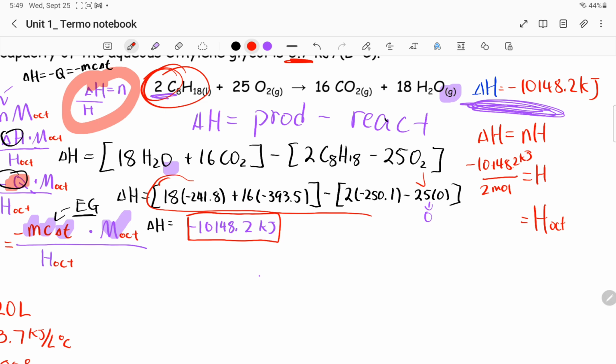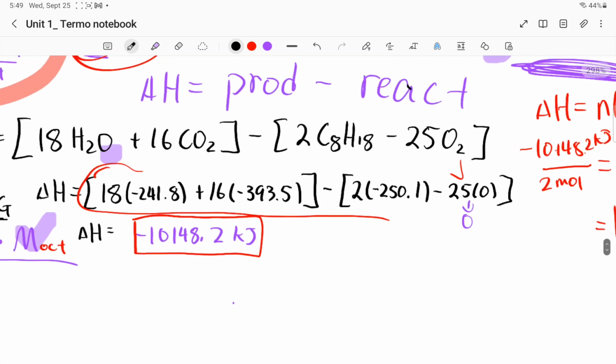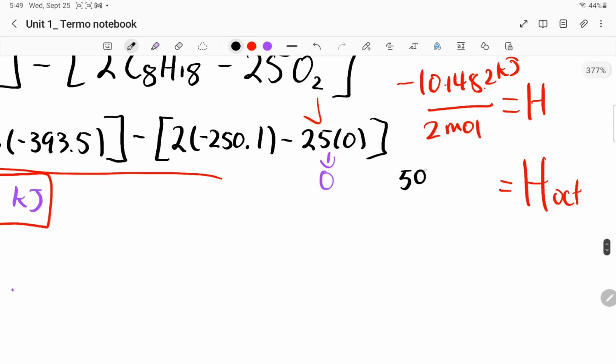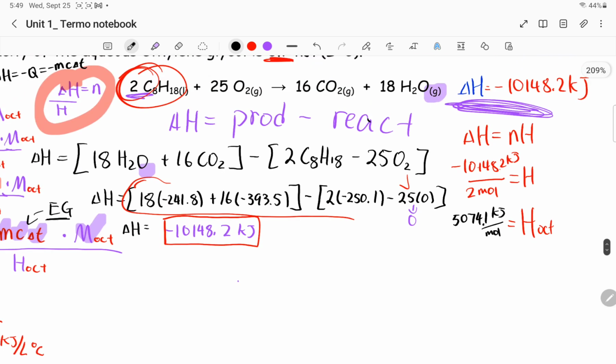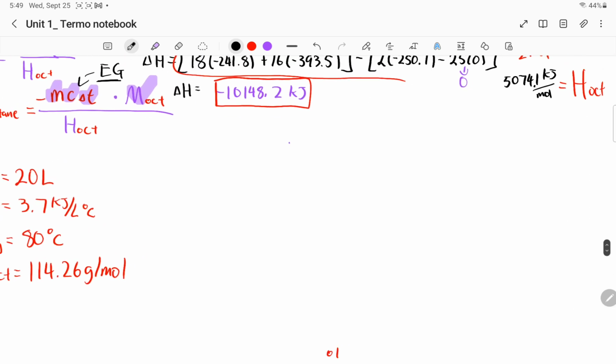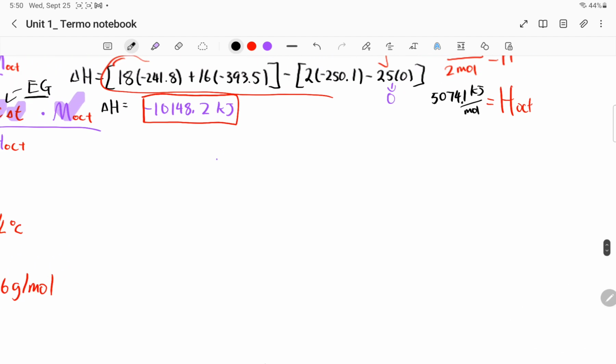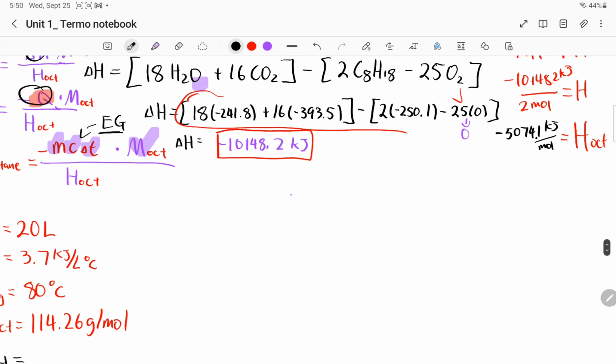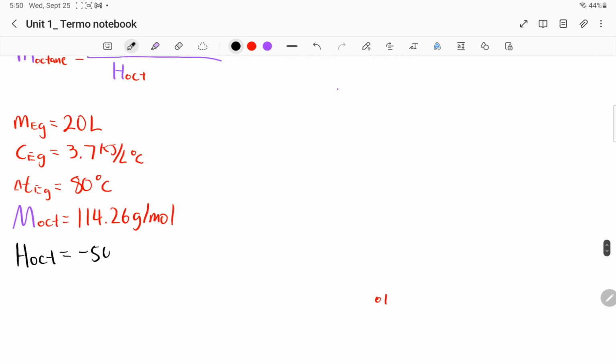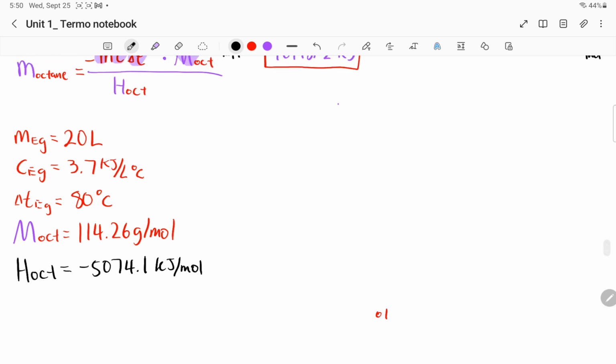meaning your H of octane would finally then be 10,148.2 divided by 2, which is 5,074.1 kilojoule per mole. All right. So now we have all our numbers. So H of octane is equal to negative 5074.1 kilojoule per mole.